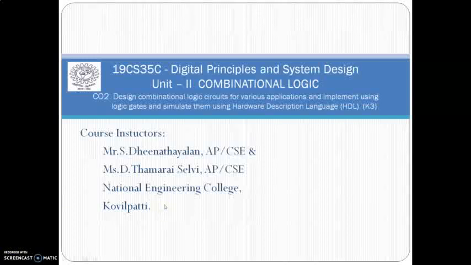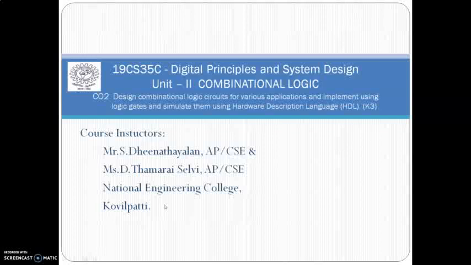Hello all. So now we are going to start our second unit, right? In the second unit we are going to study the combinational logic circuits. So far, in our first unit, we have discussed the basics of digital principles and systems, right? How functions are represented and how the internal representations are done using various binary codes, such as BCD, XS3 code and 8421 codes.